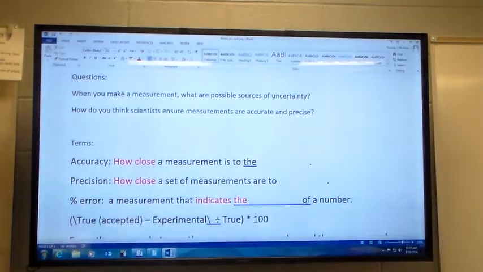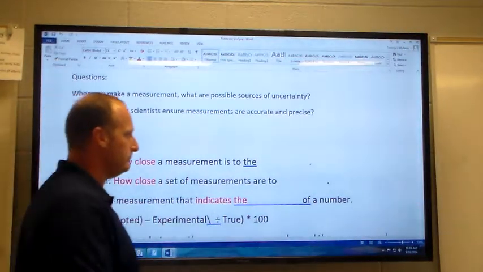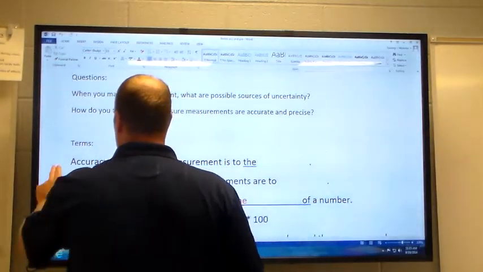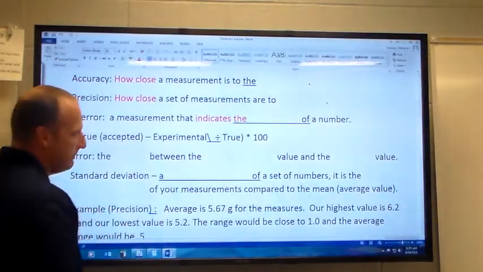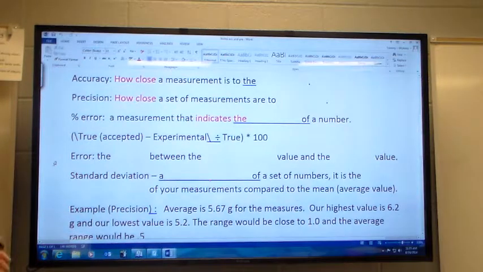Okay? The terms we're going to talk about. The first term is accuracy, and that's in your book on page 64. Accuracy is how close a measurement is to the true value. The true value.